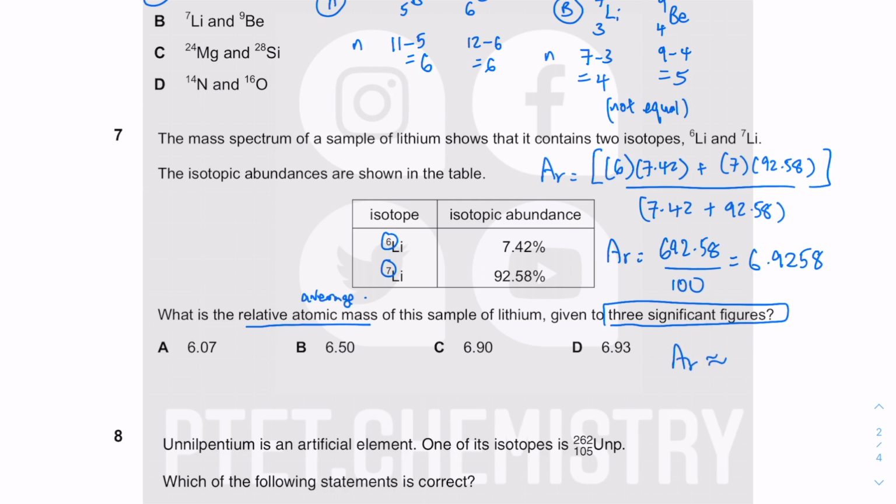So 3 significant figures means 1, 2, 3. So I look at the next one. I need to add 1 because it's 5 or greater. So 6.93. That means that's the 3 significant figures.